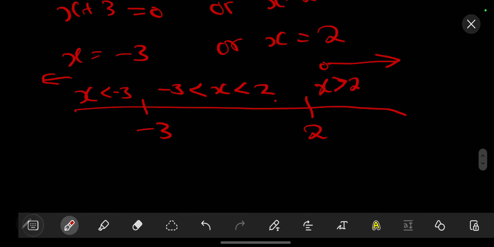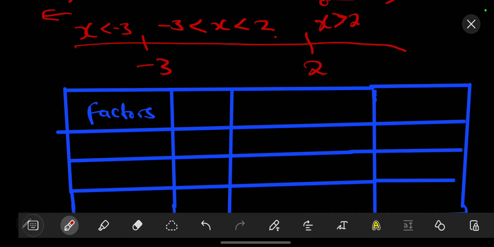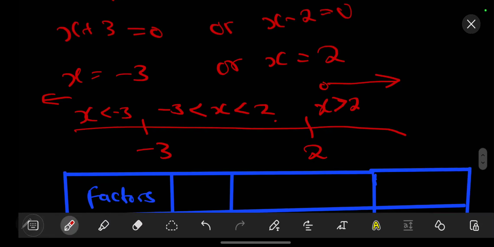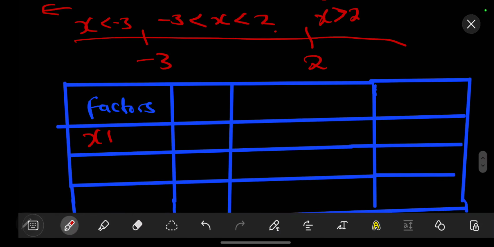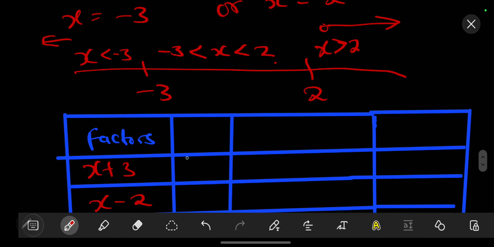So when we do this, we can now come up with a table, which we are going to be using. Using our factors, one of the factors is our x plus 3. The other one is our x minus 2, like that. Then we have our product. For the first box, we write our smallest critical value. This smallest range, we have our x is less than negative 3. Here we have an interval, negative 3 less than x less than 2. Then finally we have our x is greater than 2, like that.